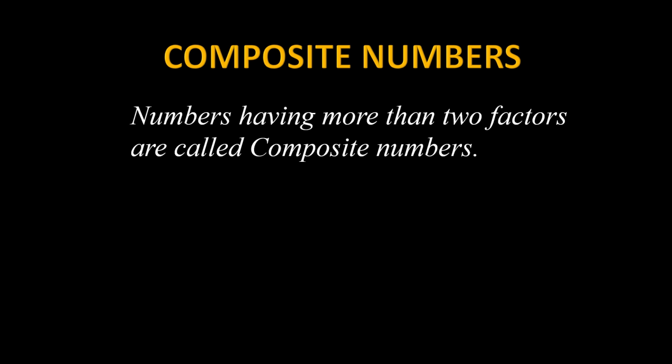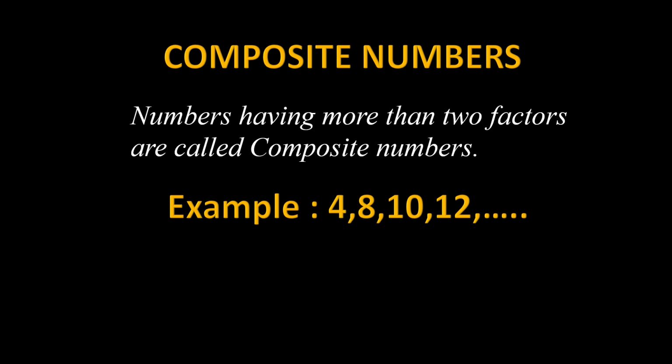What are composite numbers? The numbers having more than 2 factors are called composite numbers. In the case of 4, 8, 10, 12, etc., we can see that the number of factors is more than 2. In the case of 4, the factors are 1, 2 and 4, so there are 3 factors. In the case of 8, there are 4 factors. In the case of 10, there are more than 2 factors. So we can say that composite numbers are those numbers which have more than 2 factors.